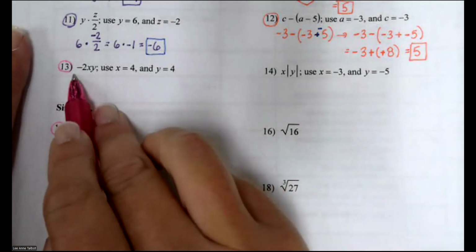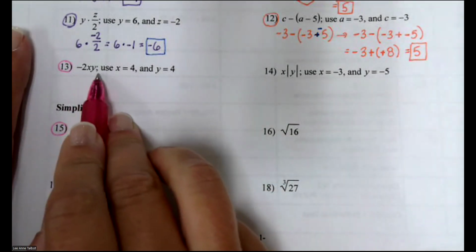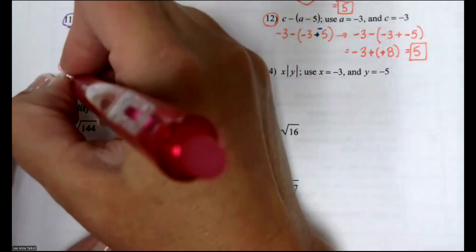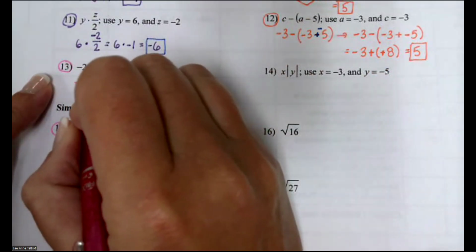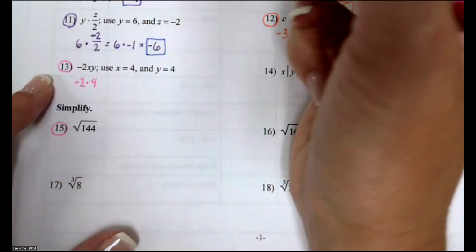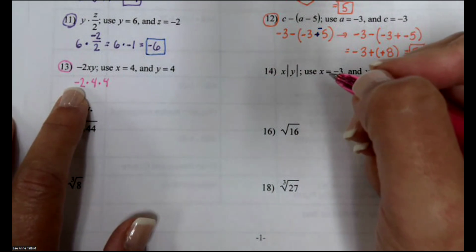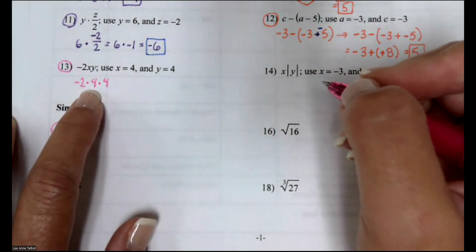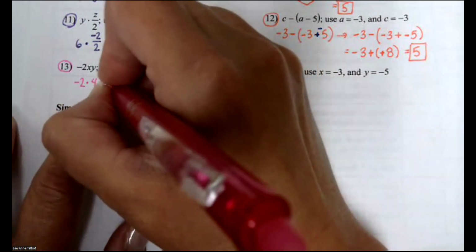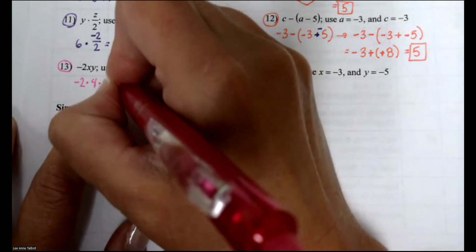Okay, so first, 2xy, negative 2xy. Remember, when you have the letters right next to each other, it means multiplication. So negative 2 times x is 4, times y is 4. And negative 2 times 4 is negative 8, times 4 is negative 32.